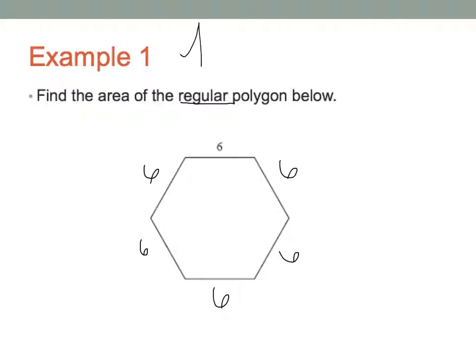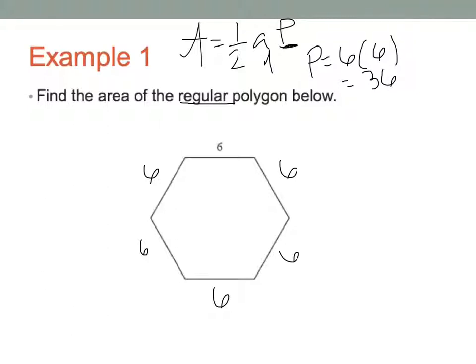And I'm going to write up here the area formula. 1/2 apothem times perimeter. Ladies and gentlemen, do I know the perimeter? Please say yes. The perimeter is going to be 6 times 6, because I've got 6 sides, and so the perimeter is 36. So now I know what I'm going to be plugging in here. The next thing I need to work on is my apothem. Let's figure this out now.